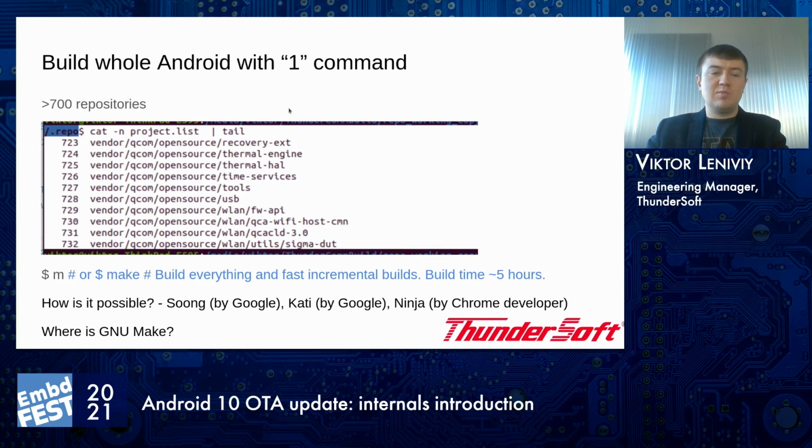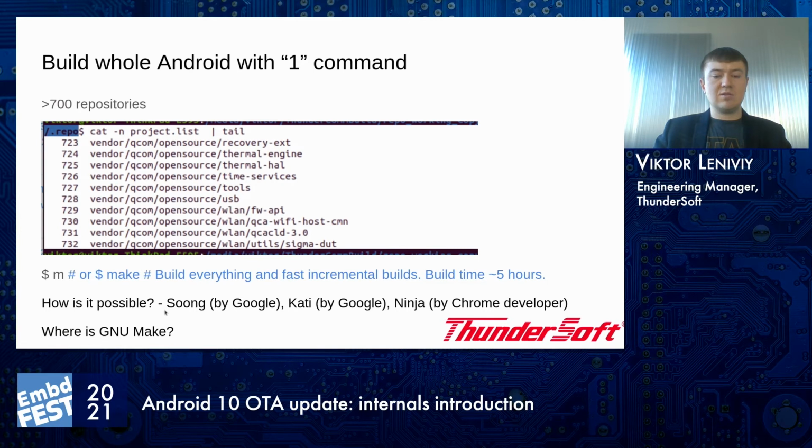So, talking about the Android build system, Android includes more than 700 repositories. I made a detailed list here, and you can see it's more than 700. But everything is built with one m command, or make. Actually, they are almost the same. The initial build takes around 5 hours, but incremental builds are much faster. And it's interesting how it's possible to build everything with one command and have such fast incremental builds.